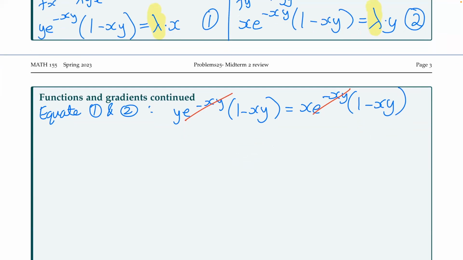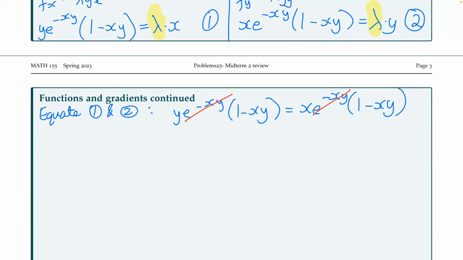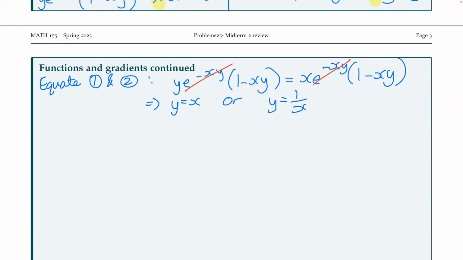Okay, so what does it tell us? Well, to get these things equal to each other, we either have that y is going to equal x, or y is going to equal 1 over x. But now we can go back to our constraint. So remember, our constraint was x plus y is equal to 1. I'm going to call this little thing here equation 3 and this one equation 4.